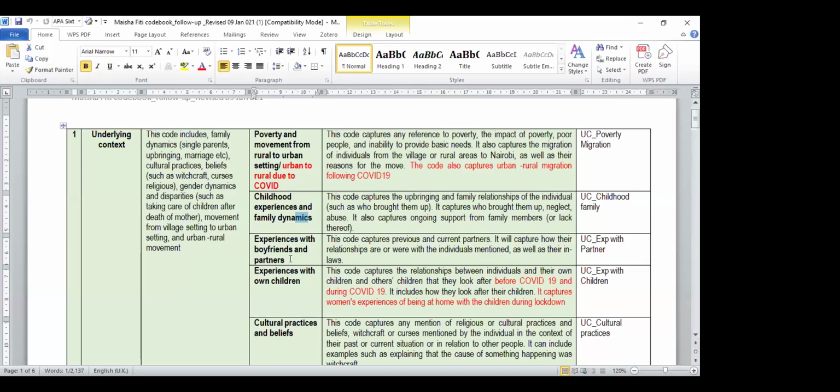Then, of course, you may also have other codes that would include the experiences with a boyfriend. Because this study was looking at relationships in terms of sex work, within that space you're looking at the sexual relationships, and when they got into sex work. This code captures the previous and current partners, so the number of sexual partners that they have had in the past. Then, of course, it moves on.